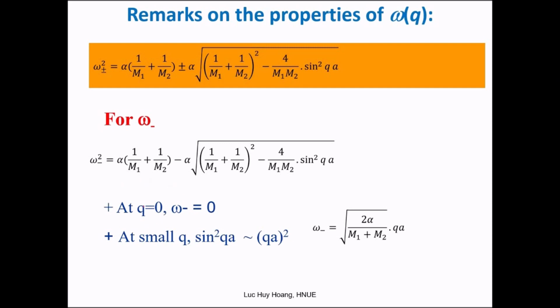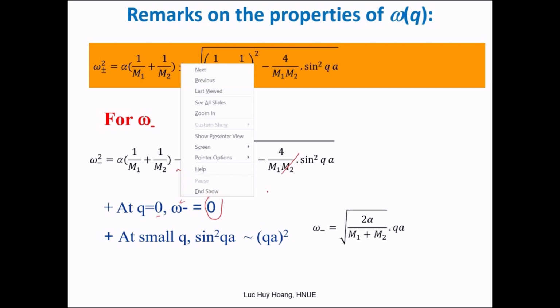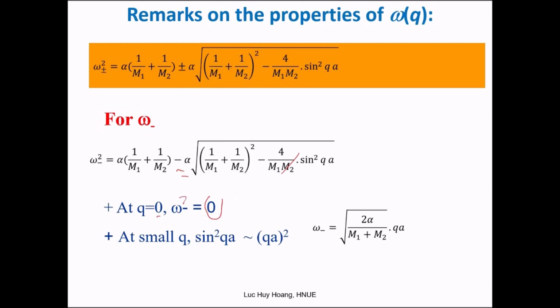What happened at Q equals 0? Q equals 0, so this means it's a balance, right? So we take the root and take the root, so this one equals this one. This minus becomes 0. Easy, right? So at Q equals 0, omega minus square, and of course omega square minus is similar with omega square, equals 0. So we have such this form.